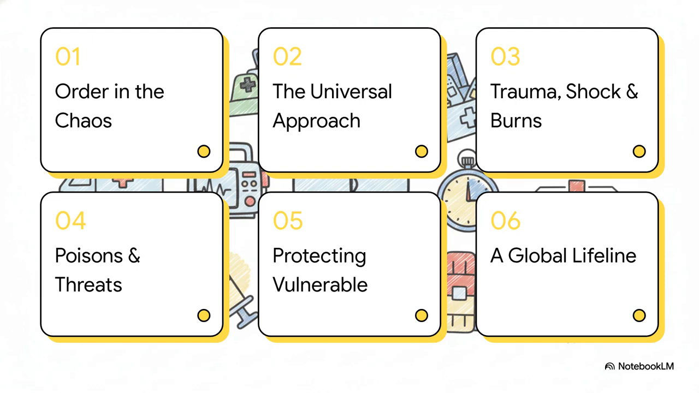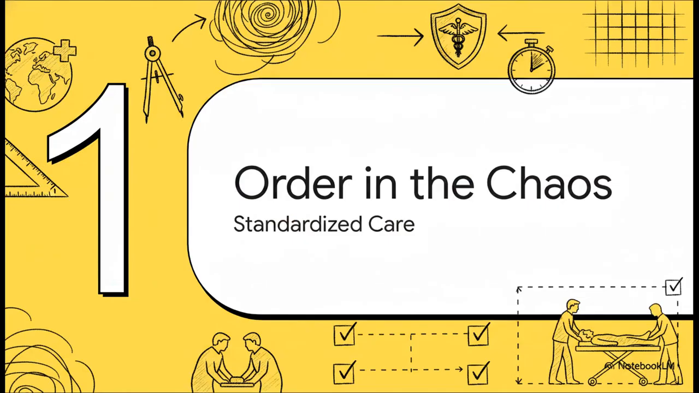To see exactly how the pros handle this, we're going to break down this incredible manual step by step. We'll look at order in the chaos, the universal approach, CABCDE, trauma, shock, and burns, poisons and environmental threats, protecting the vulnerable, and wrap up with a global lifeline. Starting right off with Section 1, Order in the Chaos.